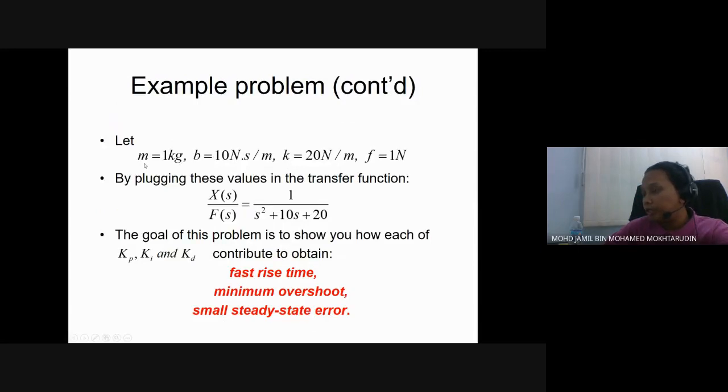Okay, let's say you are given certain values, and this is the transfer function after you substitute the values for mass, damper, and spring constant. So the goal now is to obtain the values for Kp, Ki, and Kd to obtain a fast rise time, a minimum overshoot, and small steady state error for this system.